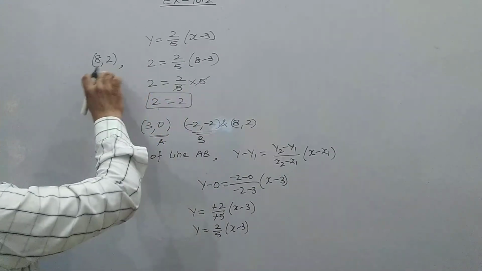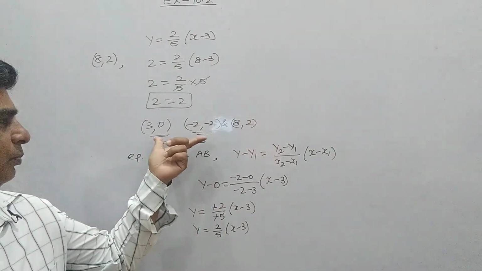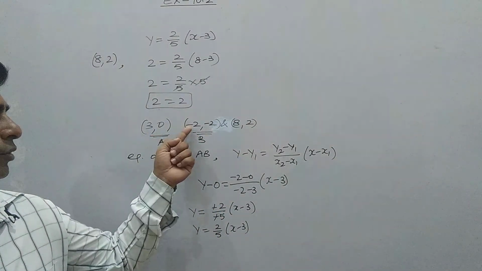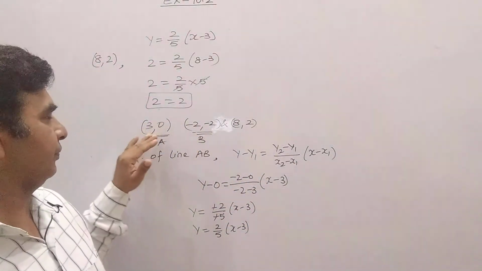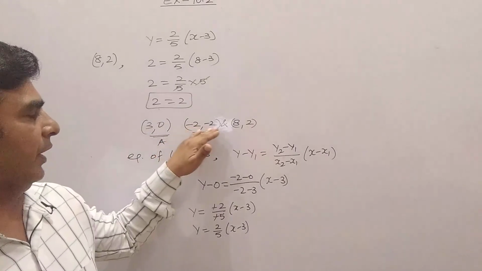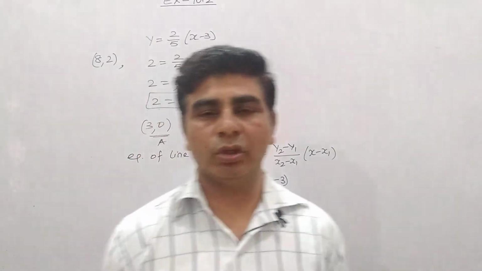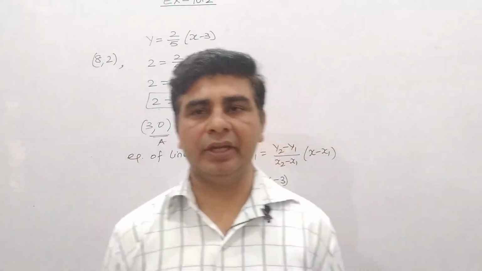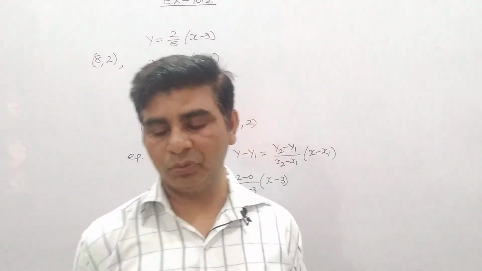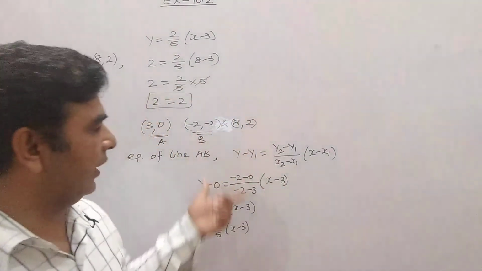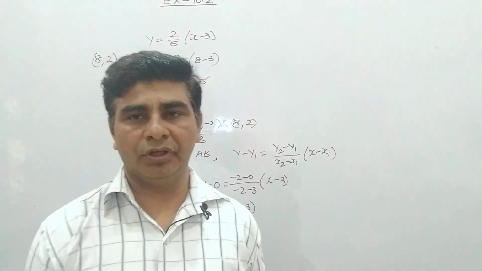It means the point 8, 2 is satisfying the equation of line which is passing through the points 3, 0 and -2, -2. So it implies all these 3 points 3, 0, -2, -2 and 8, 2 are lying on the same line. And 3 points lying on one line means the points are collinear. So this was to be proved: by using the concept of the equation of line, we have to show that the points are collinear.